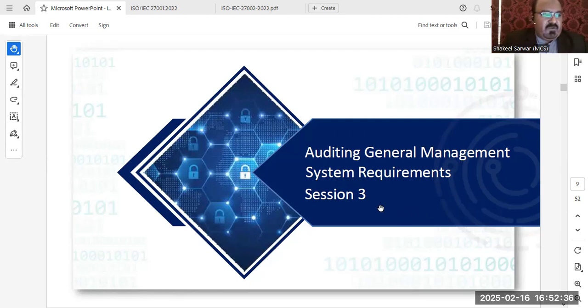Before we start auditing general management system requirements, I would like to discuss auditing risk treatment. As an auditor, you should ensure that the information security risk treatment options that have been selected are appropriate and relevant to the identified risks. All controls which are deemed necessary to treat the information security risks should be applied.